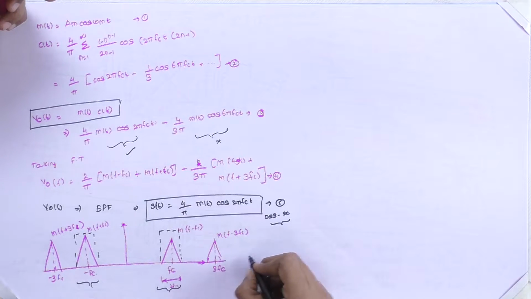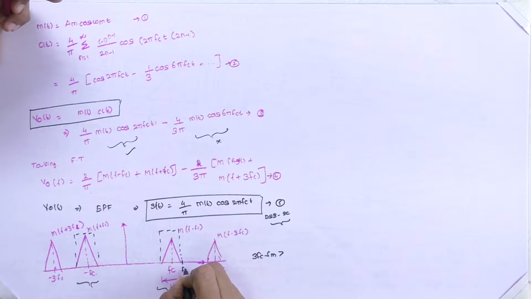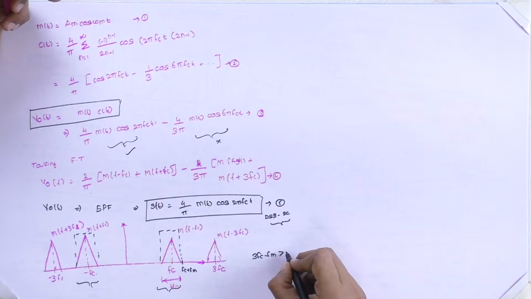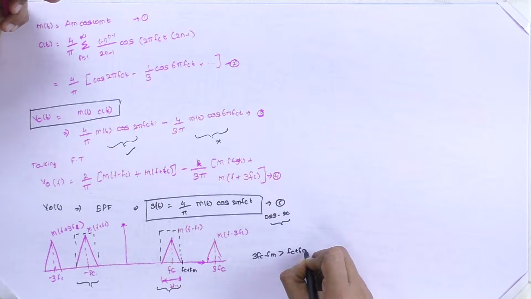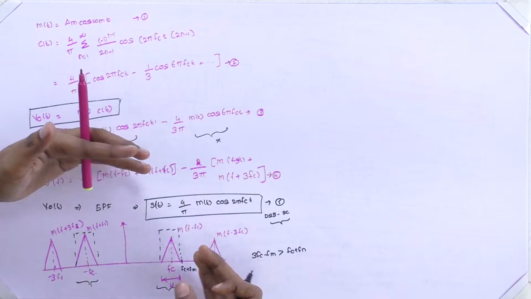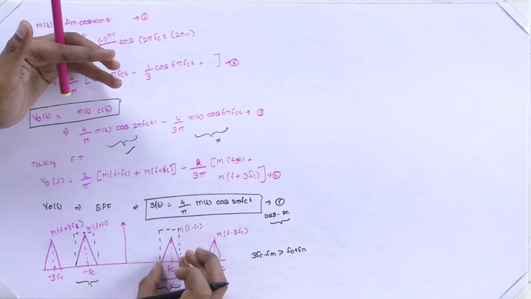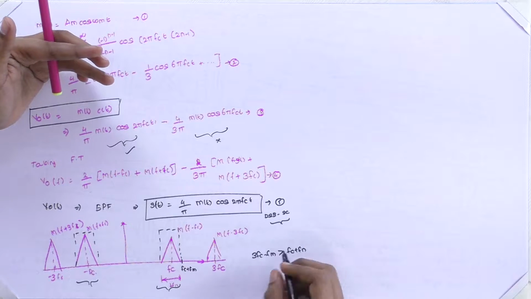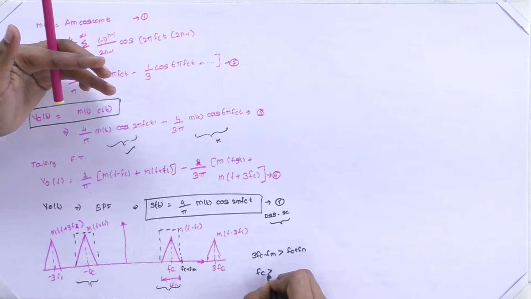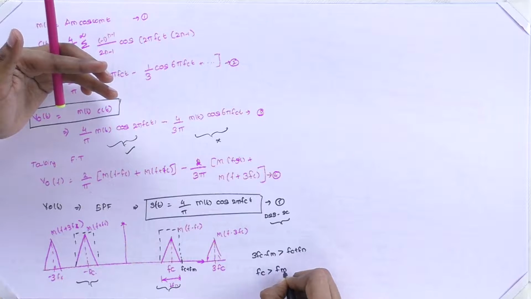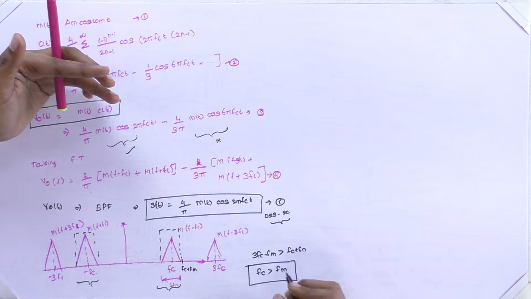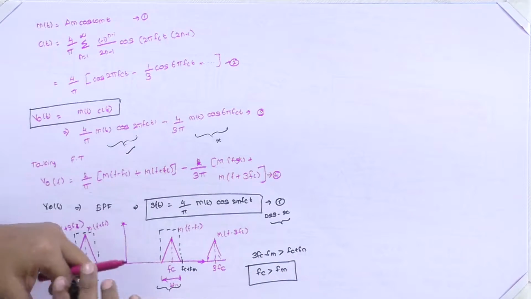Therefore, 3 fc minus fm should be greater than the cutoff, which is fc plus fm, or else these two signals will overlap and it will make our band pass filtration difficult. Therefore, our fc should always be greater than fm. Carrier frequency should always be greater than the message frequency.